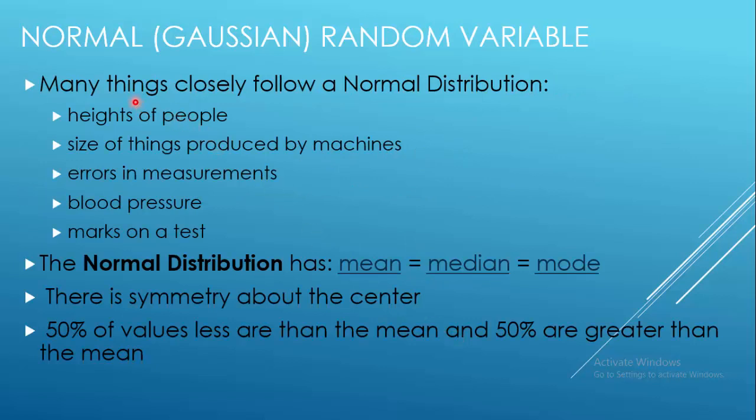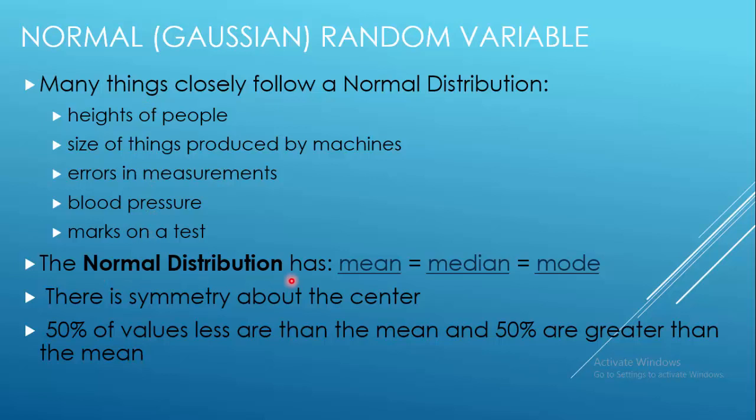Now where can we apply this normal distribution? Many things closely follow a normal distribution, like heights of people, size of things produced by machines, errors in measurements, blood pressure, and marks on a test. They all have got this normal distribution. It means that the average has got the highest probability. In all these cases, the average value has got the highest probability.